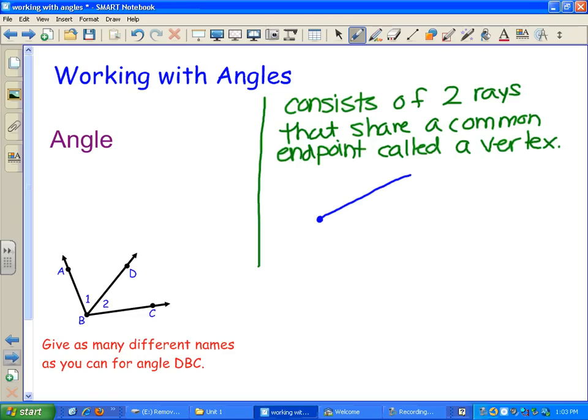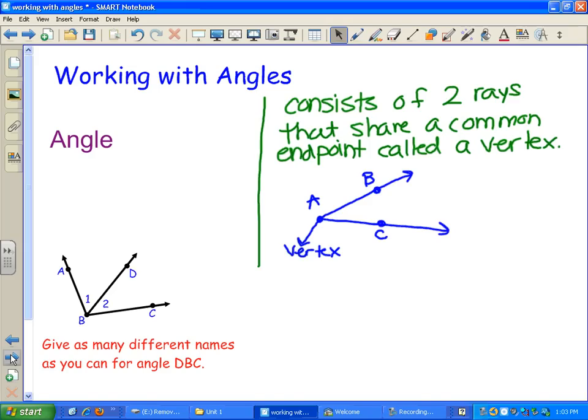Here is ray AB, and then I'm going to have ray AC. So right there is angle BAC or CAB or angle A. This point A right here, this is my vertex. Now, it's very important in how we learn how to name angles.